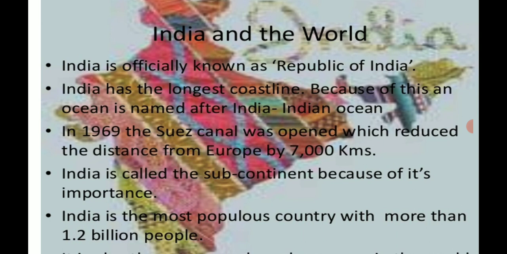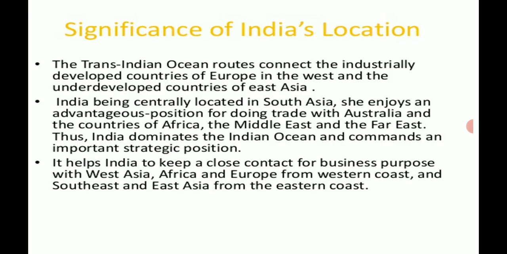Why do we call it that? Because of its importance. India is the most populous country, which has a population of more than 1.2 billion people. Now let us study the significance of India's location. The trans-Indian ocean routes connect the industrially developed countries of Europe in the west and the developing countries of East Asia, which is greatly improving the trade of India with other countries.